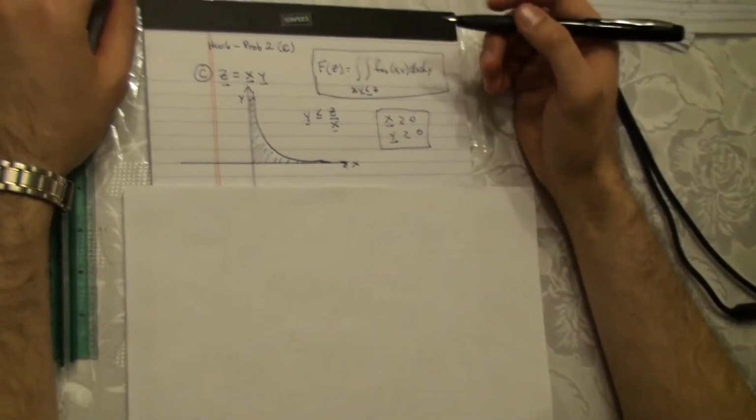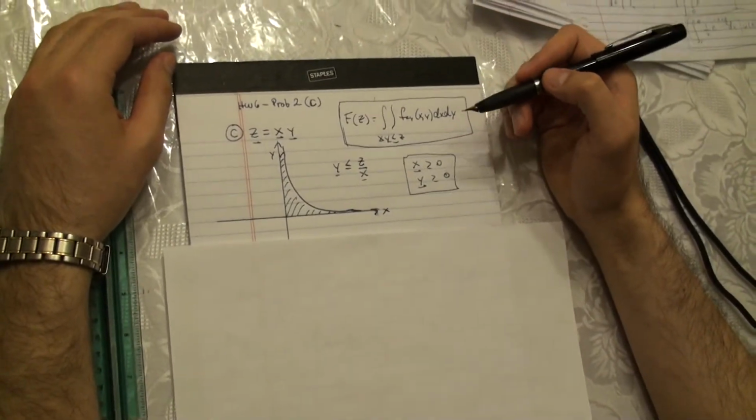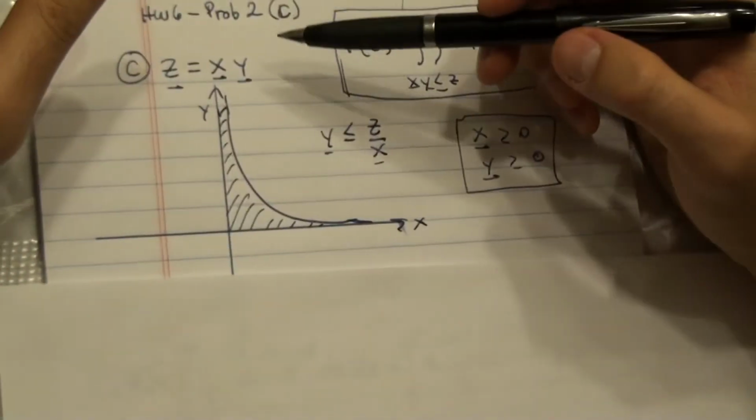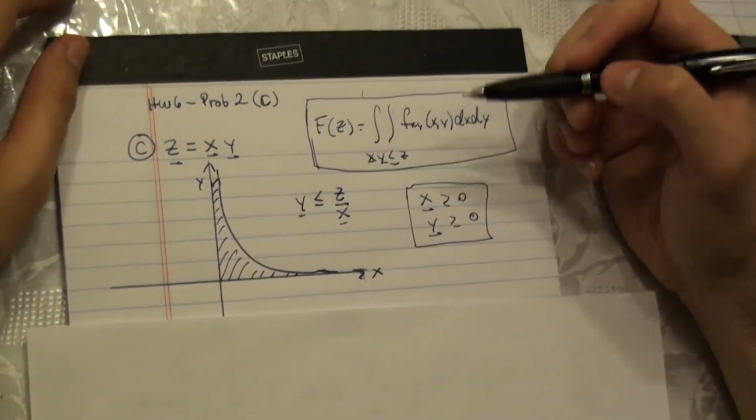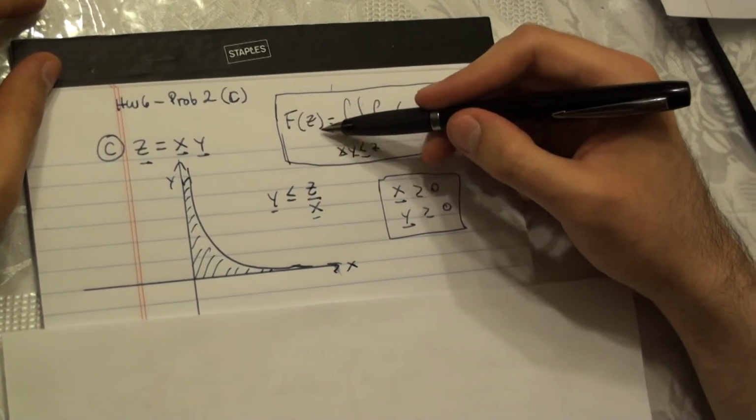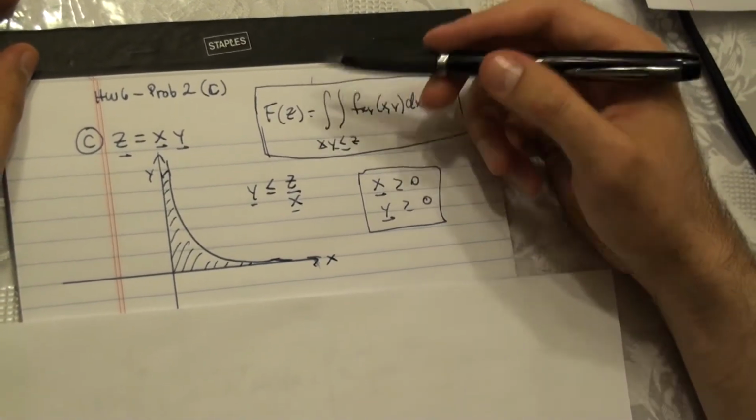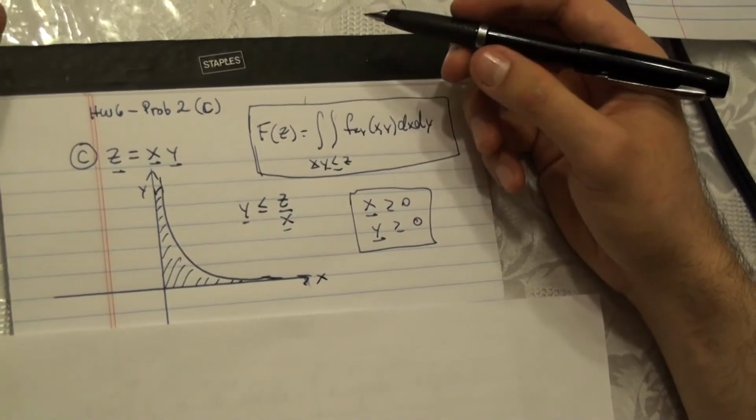Okay, so now we're doing part C. So part C wants us to find the PDF of x times y, which is equal to z. So we remember that first we need to find capital F of z, and then from there we can find little f of z, which is the PDF.